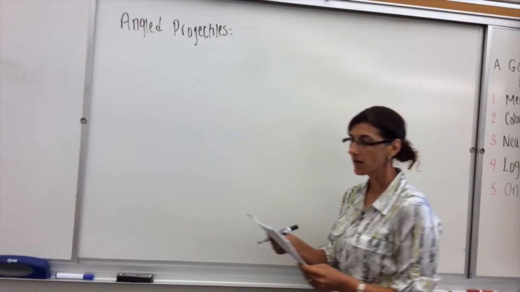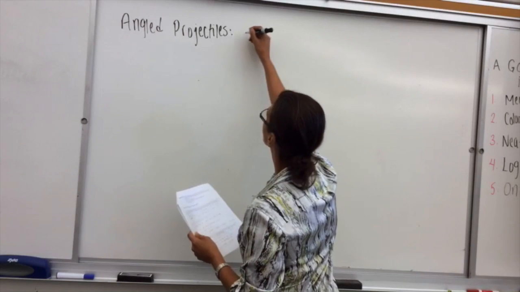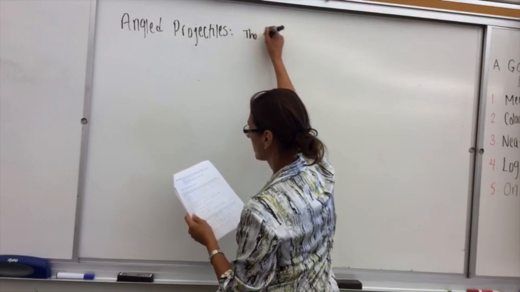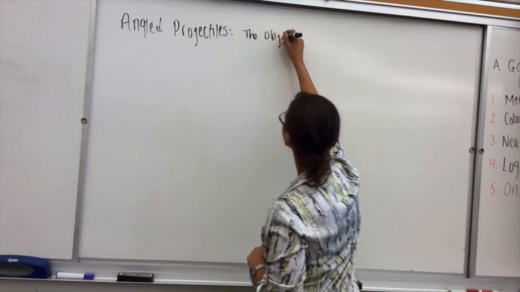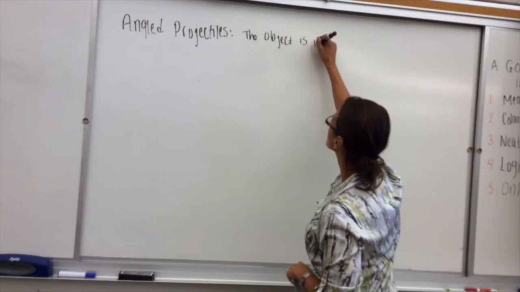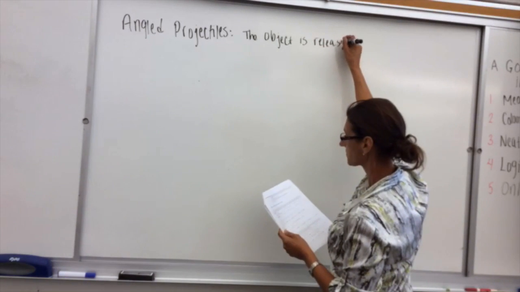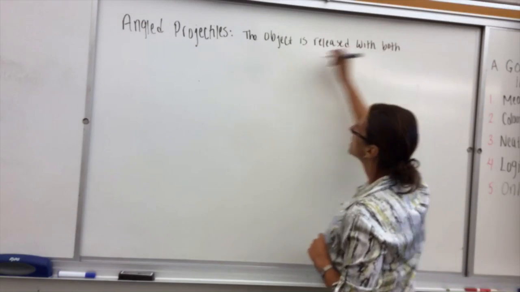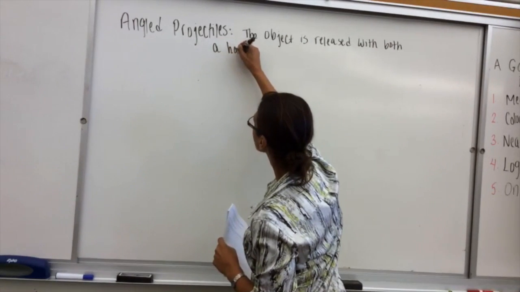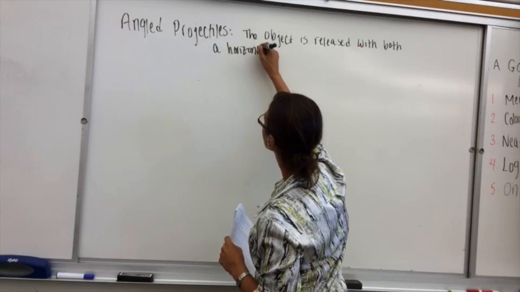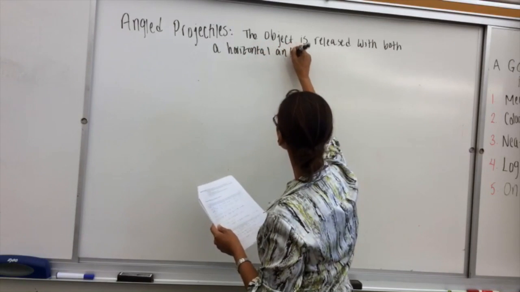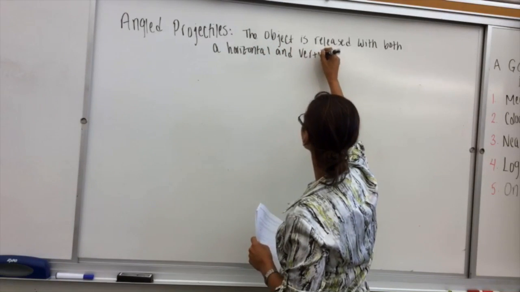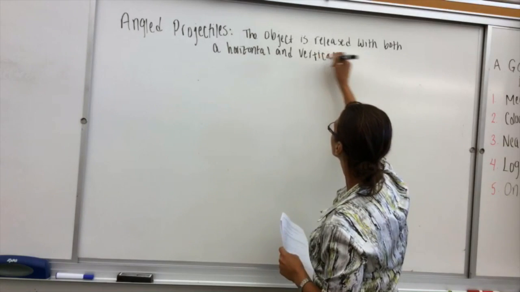Okay? So angled projectiles is where the object is released with both a horizontal and vertical velocity.